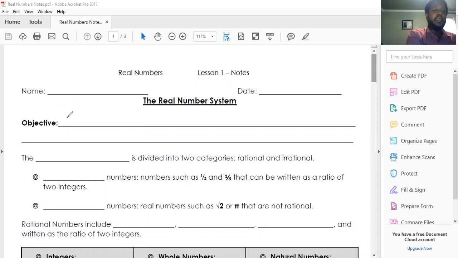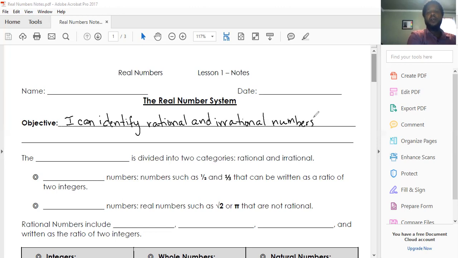that I can identify rational and irrational numbers using the real number system. Okay. All right. So make sure you write that objective in.